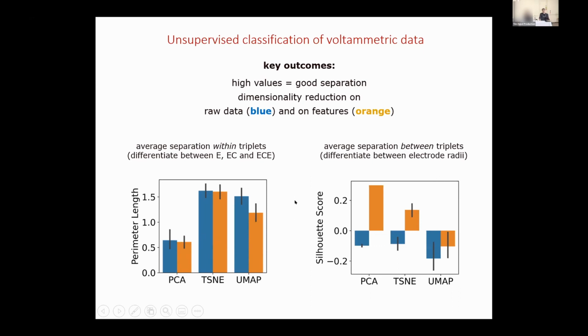But that turns out to be very different when you look at the separation of triplets according to electrode radii. It's quite a differentiated picture, where PCA does a lot better on features compared to raw. It also does better compared to t-SNE, for example, which in the case of the within triplet separation, t-SNE was better. So it's really a question of looking very carefully at which method we're using for what purpose.